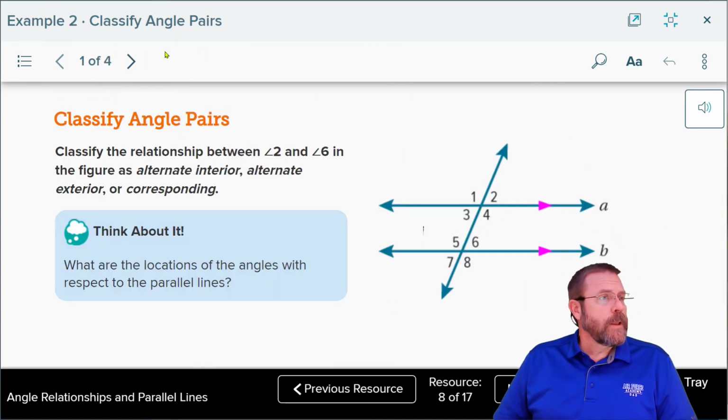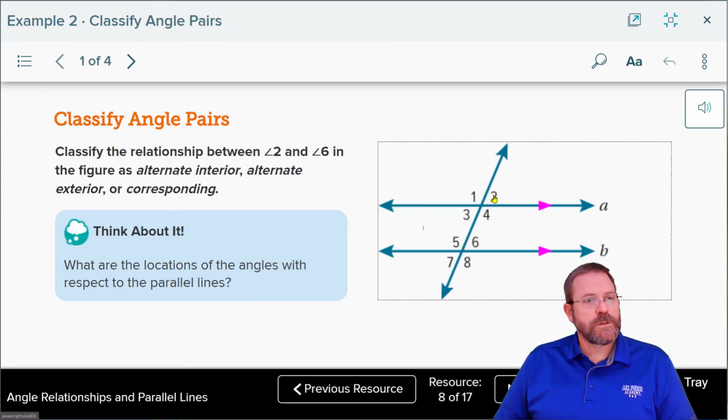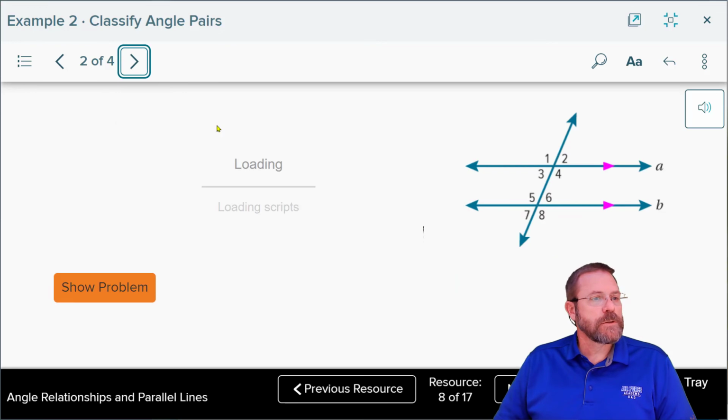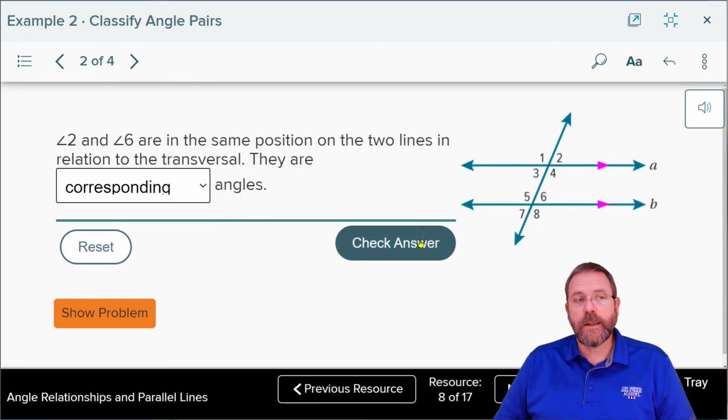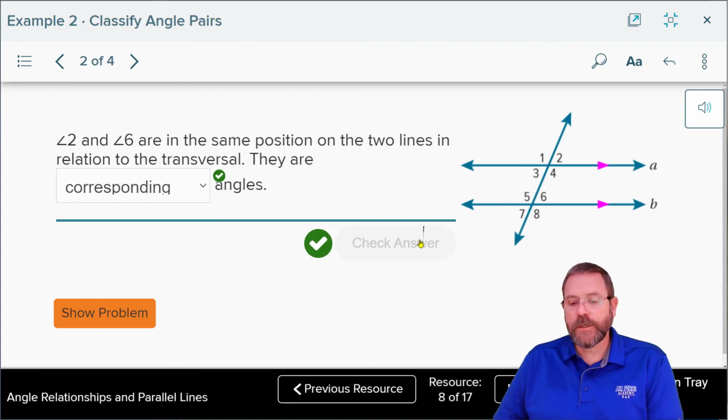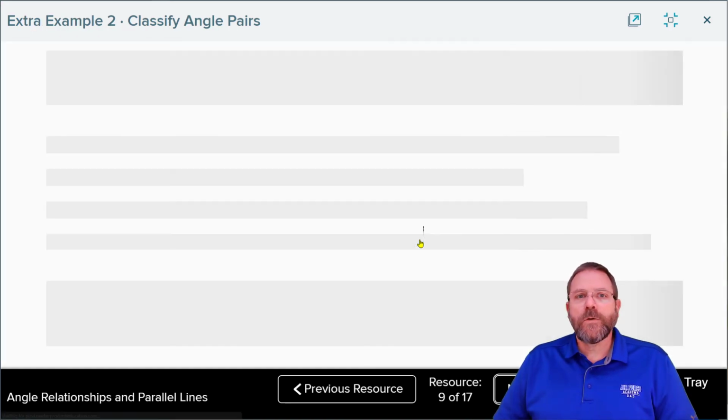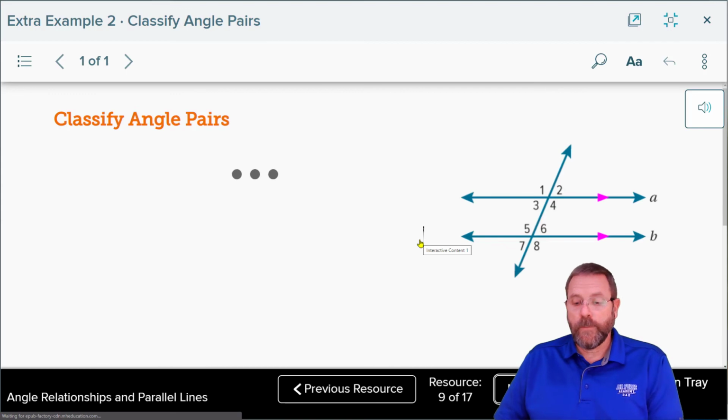Let's keep going. Example 2, classify the relationship between angle 2, which is here, and angle 6, which is here. These are going to be on the same side of the transversal and in the same relative position on the parallel lines. So our answer to that one is that these are going to be corresponding angles. Check that. That one checks. And now you do extra example number 2 on your own. Go ahead.